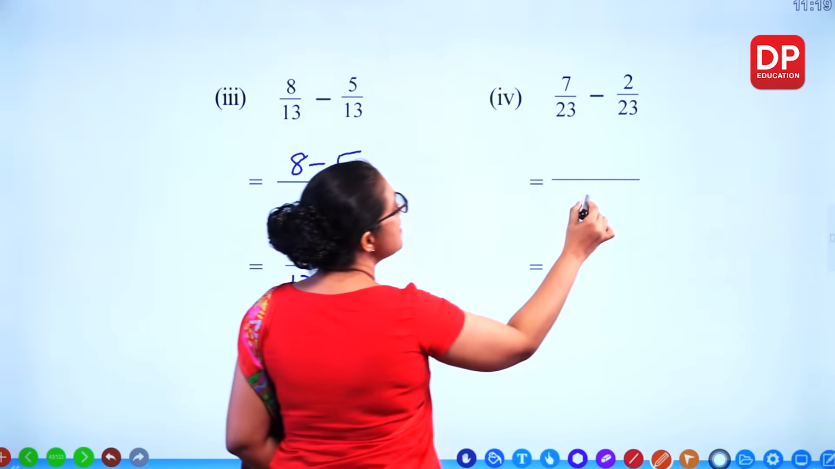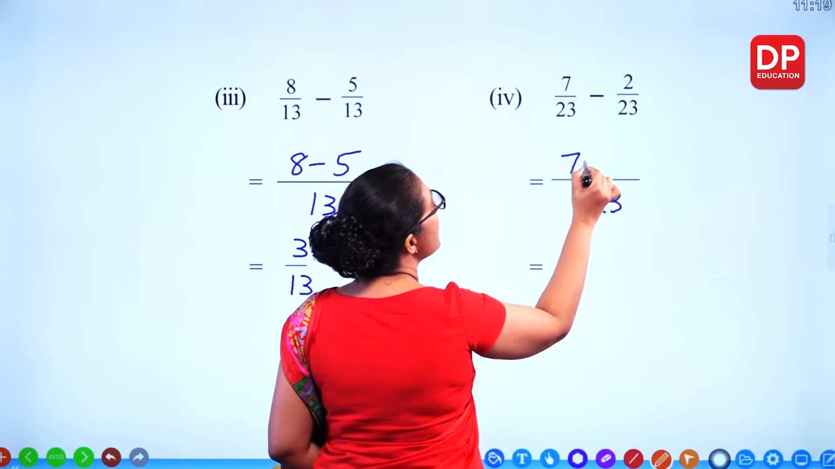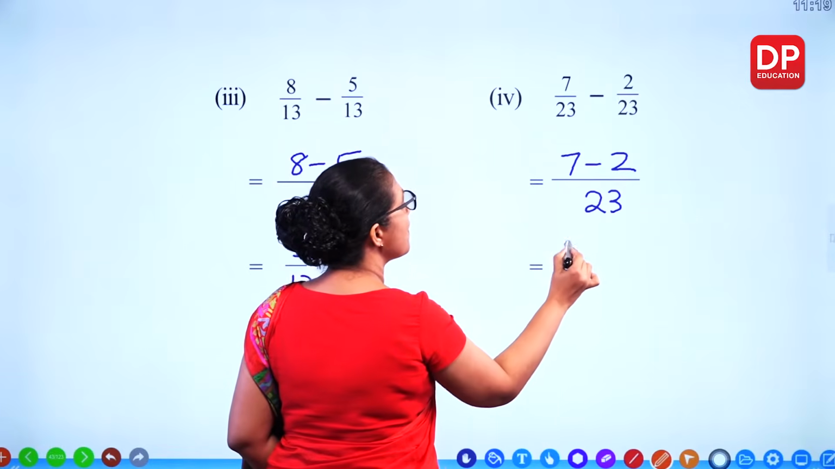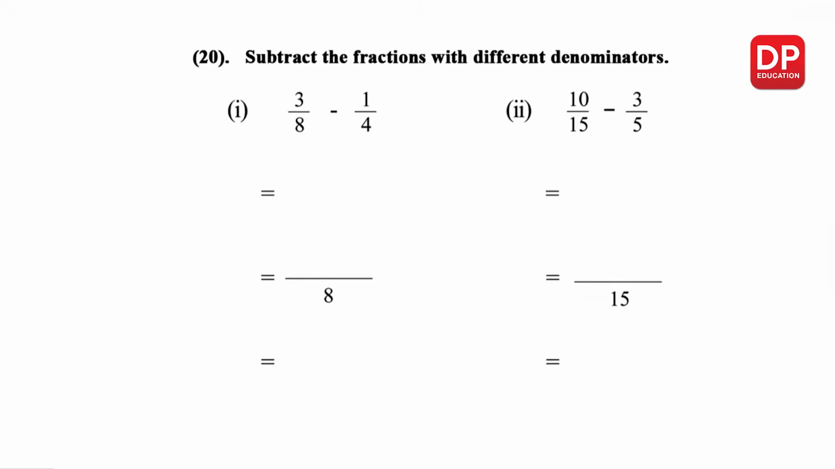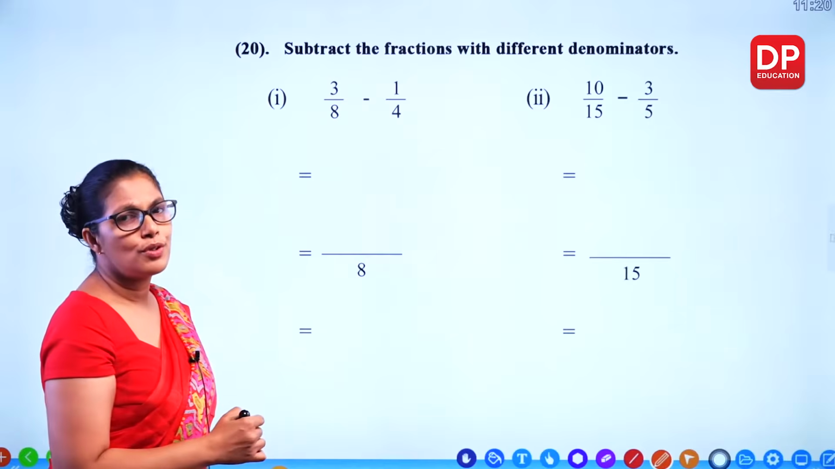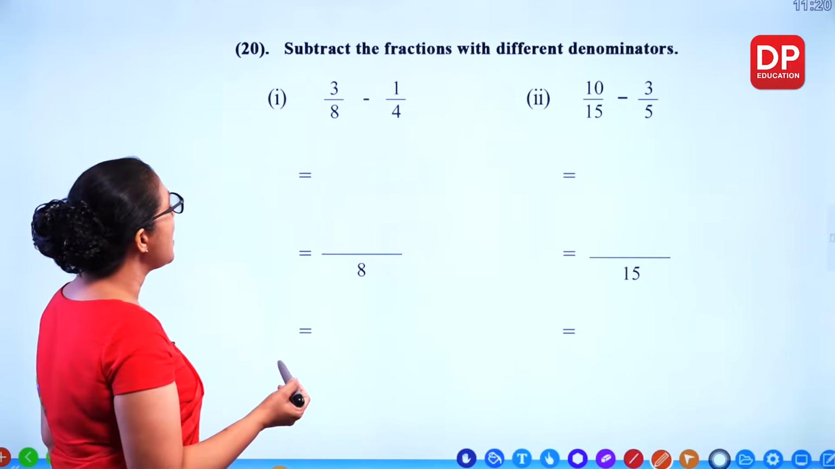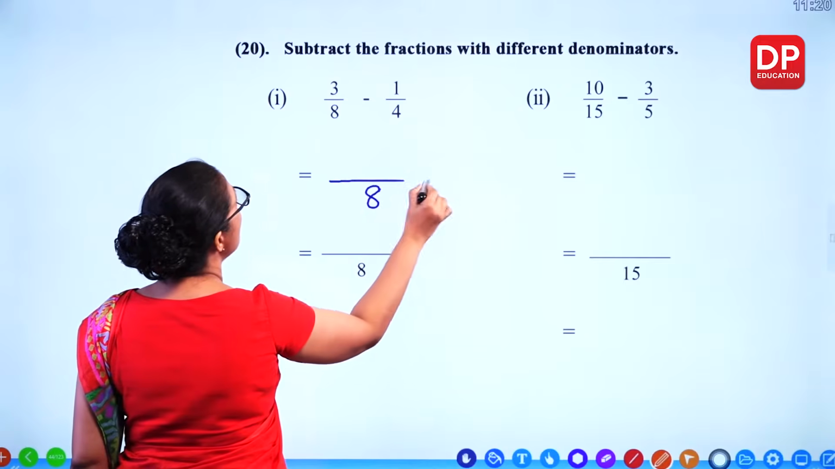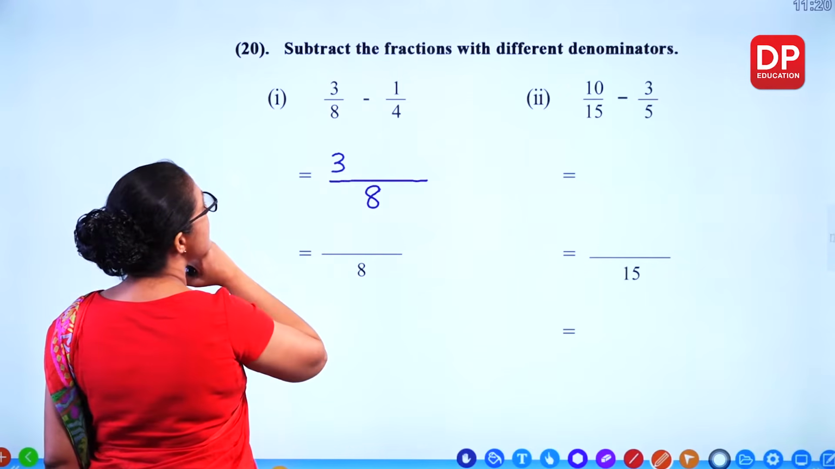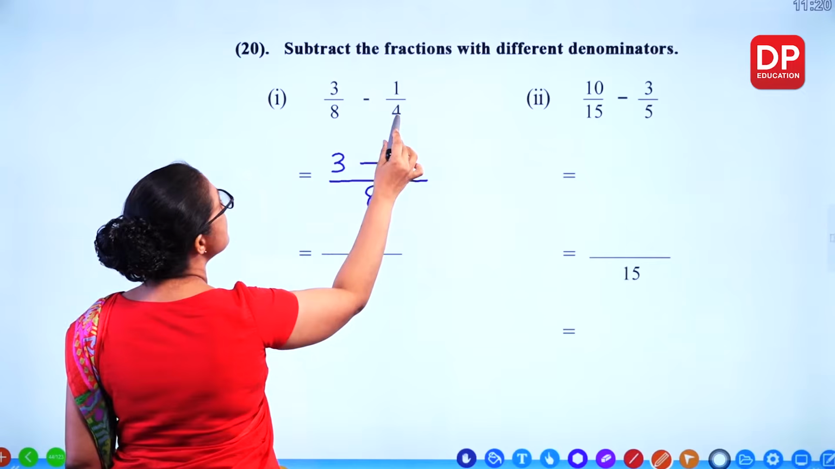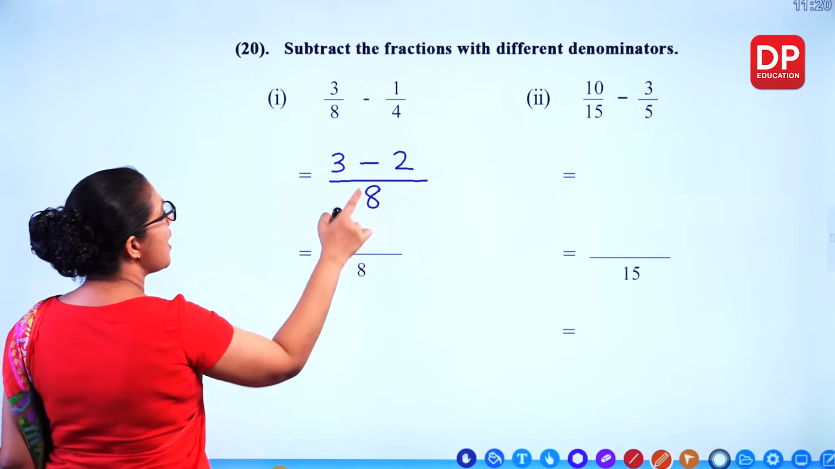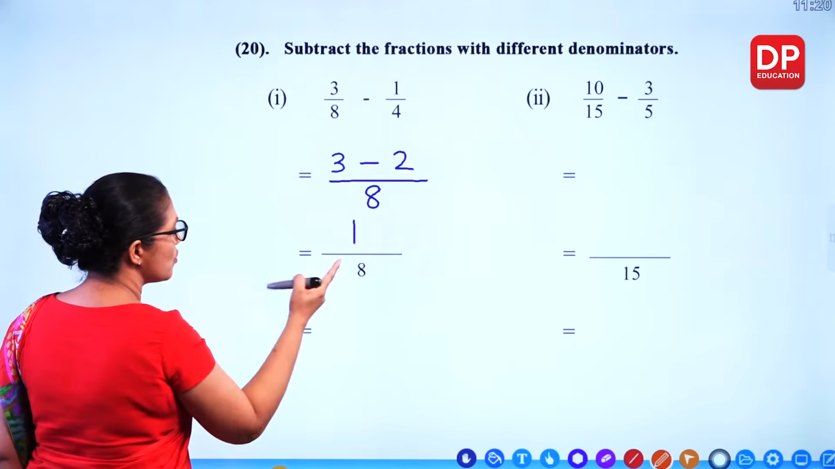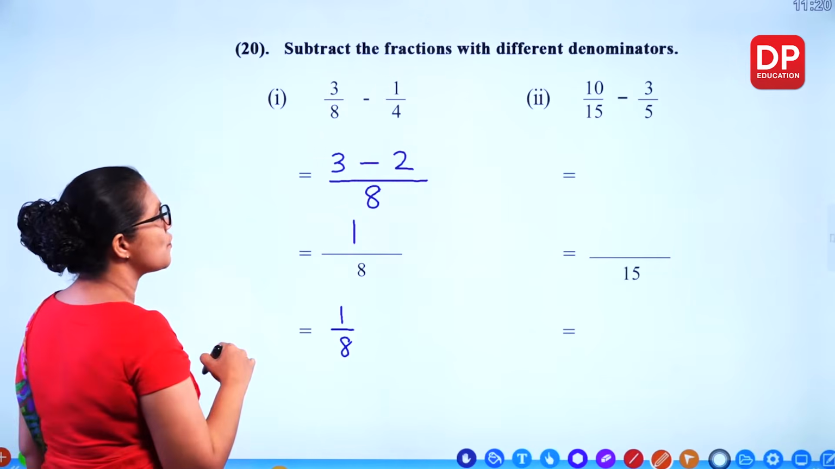And 23 is the denominator. 7 minus 2 straight away. That's 5. 5 over 23. Subtract the fractions with different denominators. So what we do? Convert to the common one. 8 and 4. You can convert to 8. This is 3 and this is 2 times 4. So 2 times 1, you get 2. 3 minus 2 is 1. So that's the simplest form, 1 over 8.